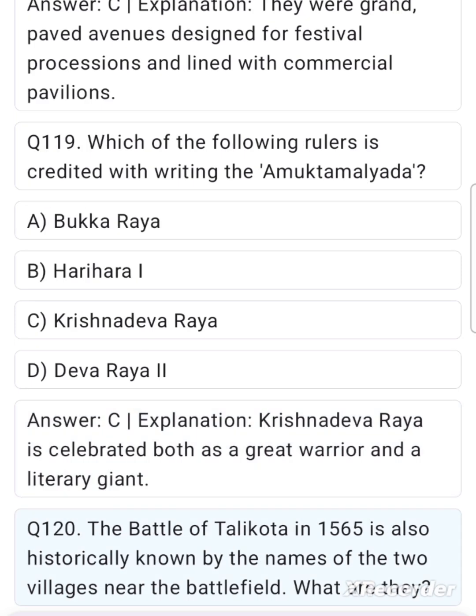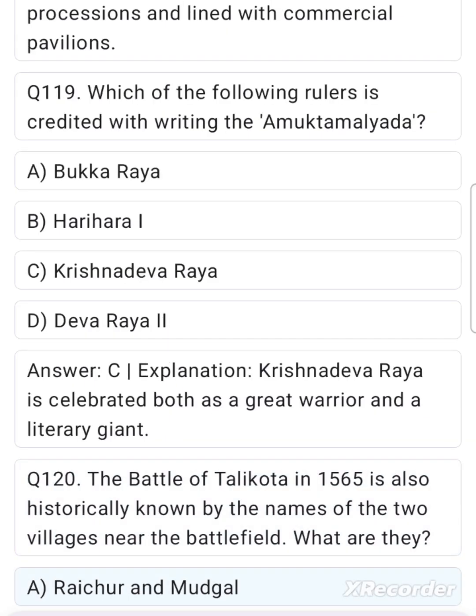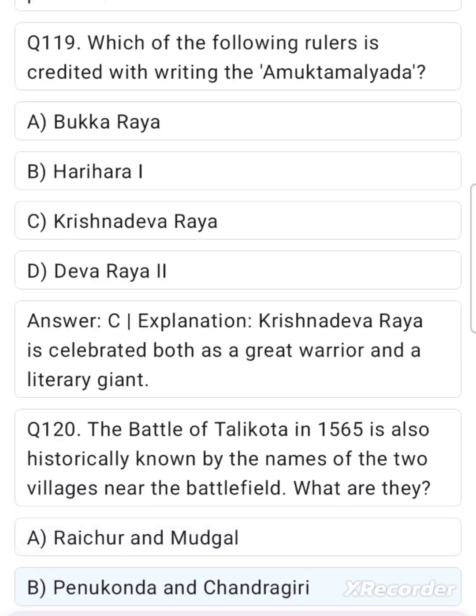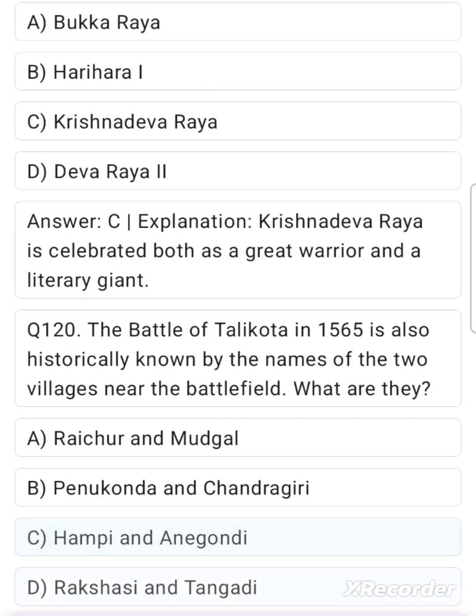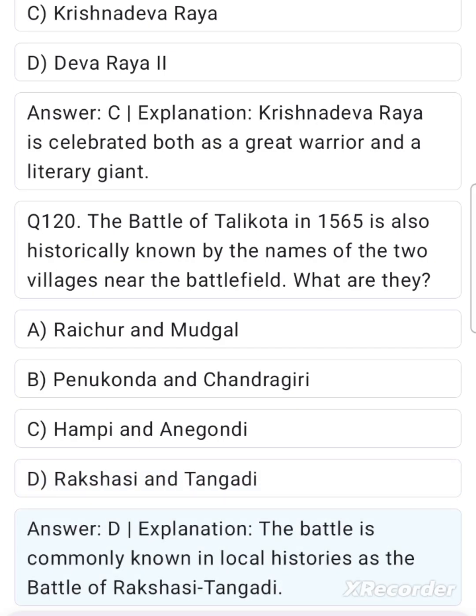Q120. The Battle of Talikota in 1565 is also historically known by the names of the two villages near the battlefield. What are they? A. Raichur and Mudgal. B. Penukonda and Chandragiri. C. Hampi and Anagondi. D. Rakshasi and Tangadi. Answer: D. Explanation: The battle is commonly known in local histories as the Battle of Rakshasi Tangadi.